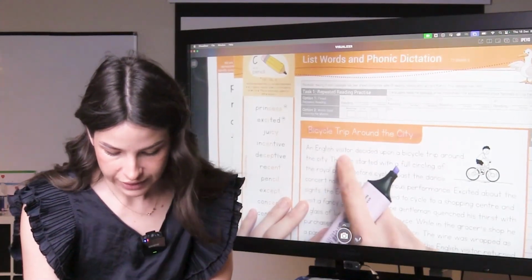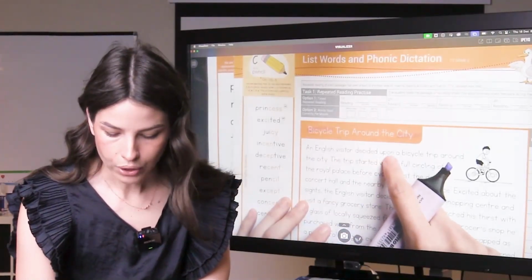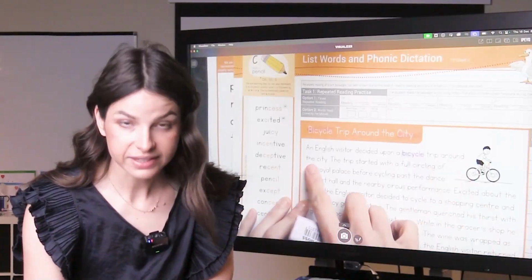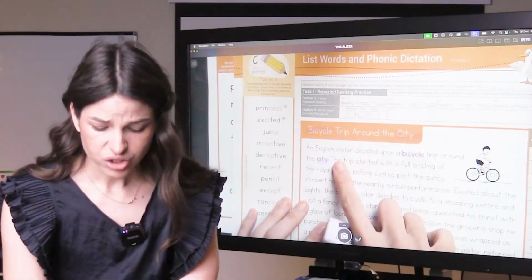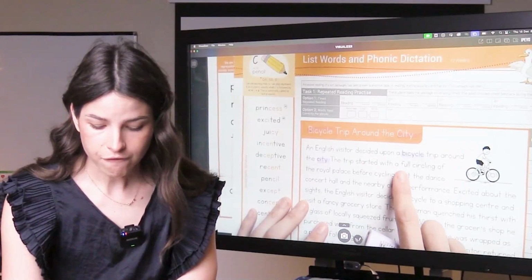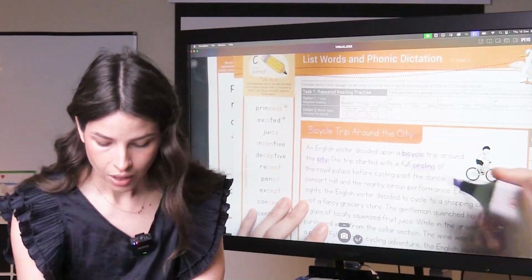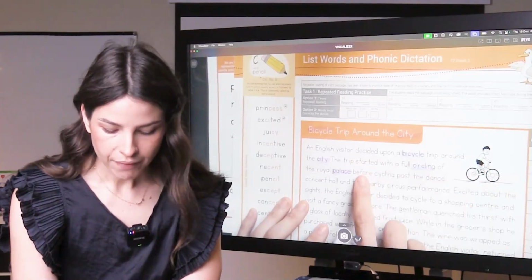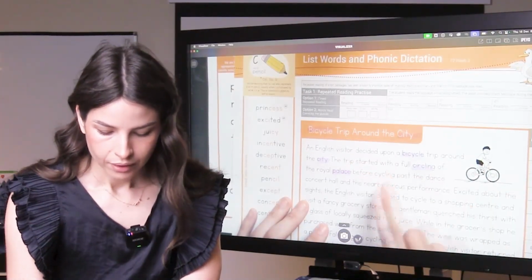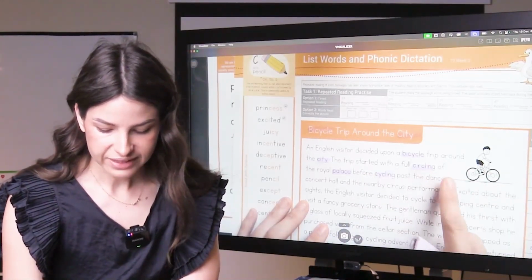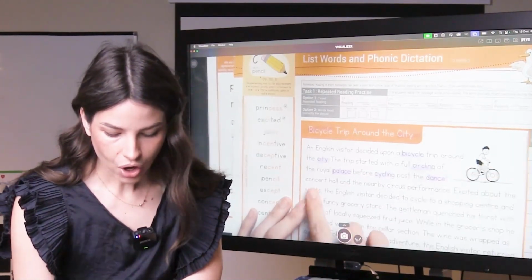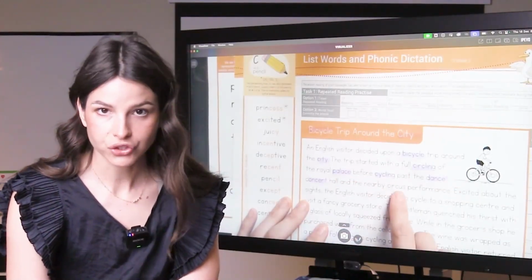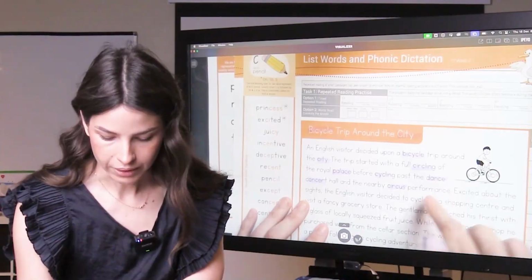An English visitor decided upon a bicycle trip around the city. The trip started with a full circling of the royal palace. Before cycling past the dance, concert hall and the nearby circus performance.